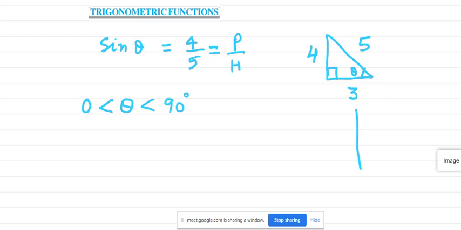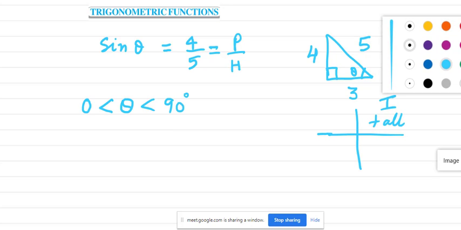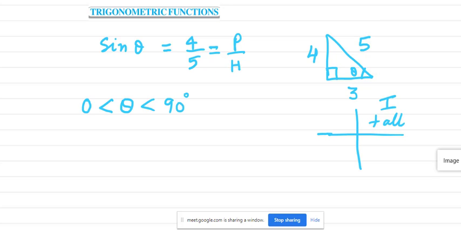In the first quadrant, I've already told you that all are positive, right? And in the second quadrant, which are positive? Sine and cosec. Yes, sine and cosec are positive in the second quadrant. And in the third quadrant, which ones? Tan and cot. Yes. And then in the fourth quadrant, cos and sec. Very good. So these things you have to see.